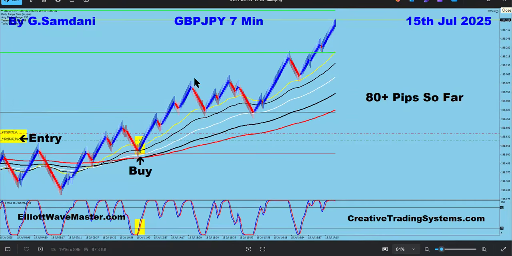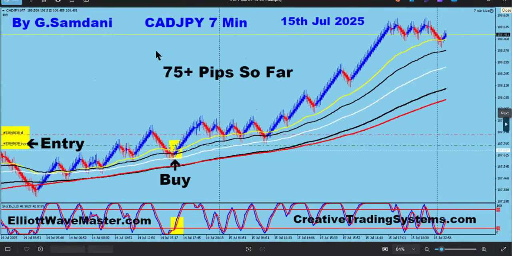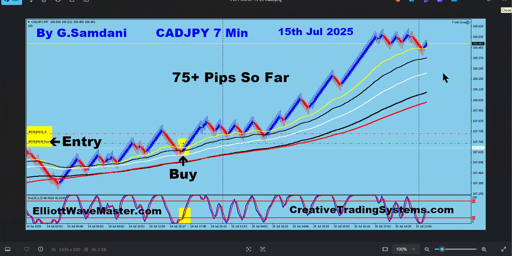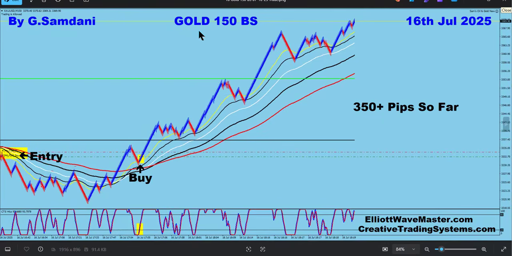That's why I trade these, not Euro USD. Euro USD doesn't have much, or Aussie USD for that matter. They have very pathetic daily ranges. CAD yen here going to the upside, 75 pip. Gold again, it dropped and then it went up. So I'll show you the chart of how it is making wave two.